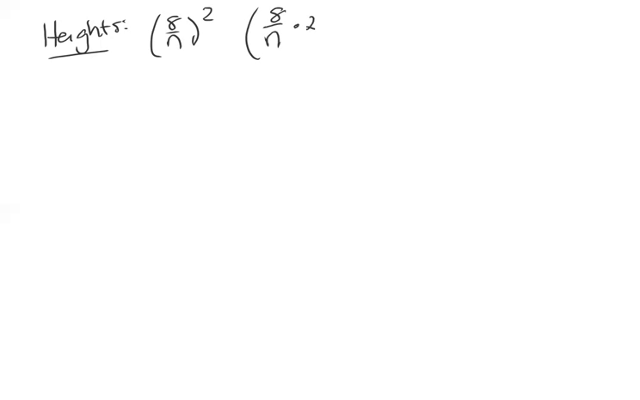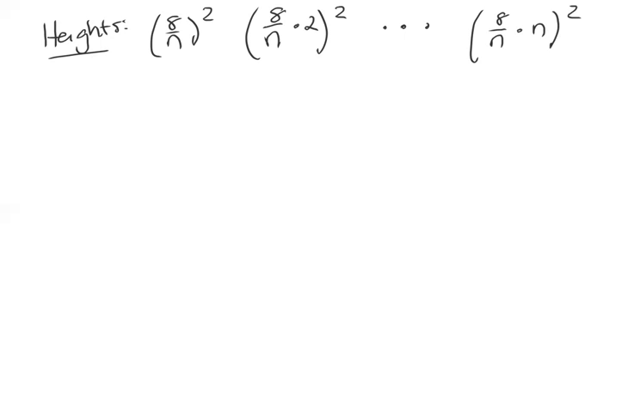So those heights, again, will be 8 over n squared, 8 over n times 2 squared, and we carry on in this manner until we get 8 over n times n squared. Okay?